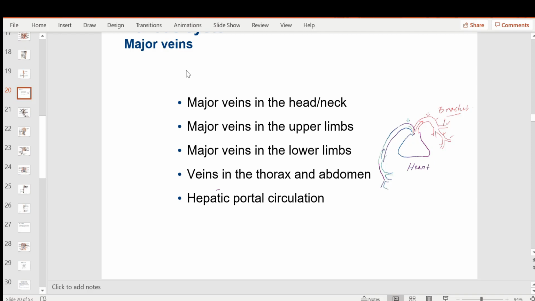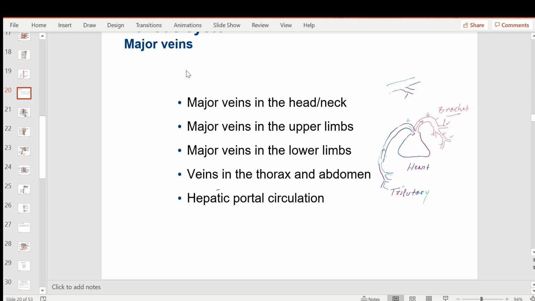These smaller veins that give blood to the larger veins are called tributaries. Tributary. Okay, so instead of branches we say tributaries. It's like we know that small rivers give the water to the large rivers.